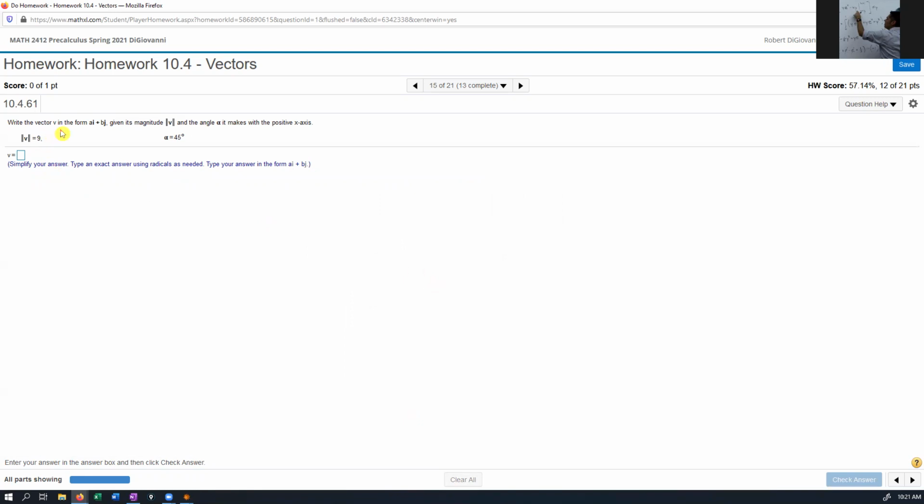All right. Write the vector in the form. Okay, so we didn't really do this, but I think I can help you with this. I think it'll make sense. So we want to write the vector in the form AI plus BJ, given the magnitude of V and the angle it makes with the positive x-axis. So here's what we know. We have a vector that has an angle of 45 degrees and has a length of 9. So we know it's 9 units long.